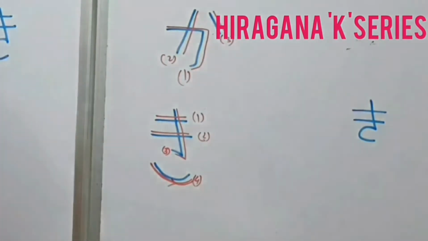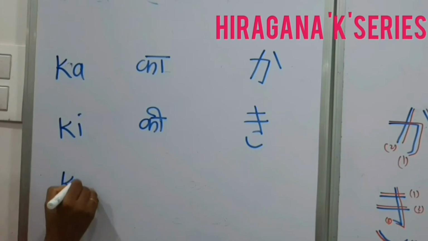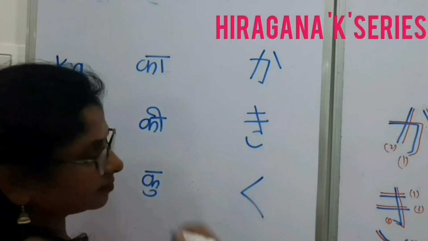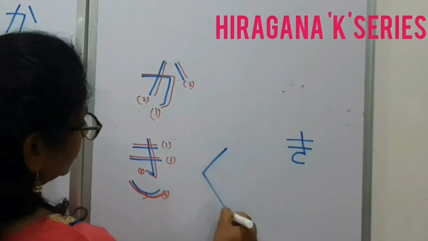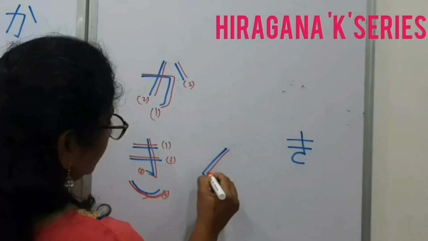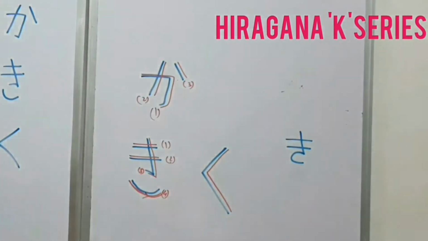Okay? Now next. Ku. Very simple. Simplest. Simply like this. Stroke order. You may say this is one stroke. Okay? Now next.